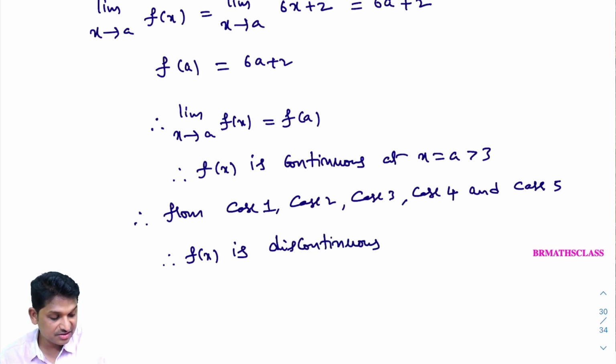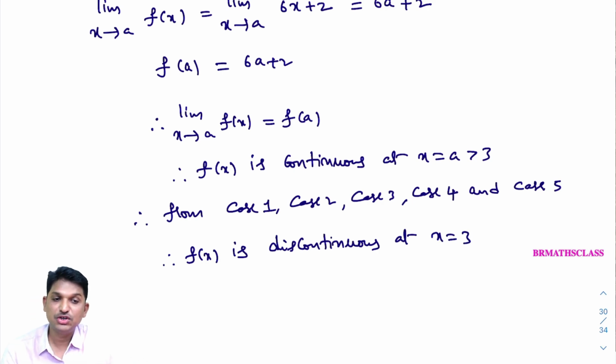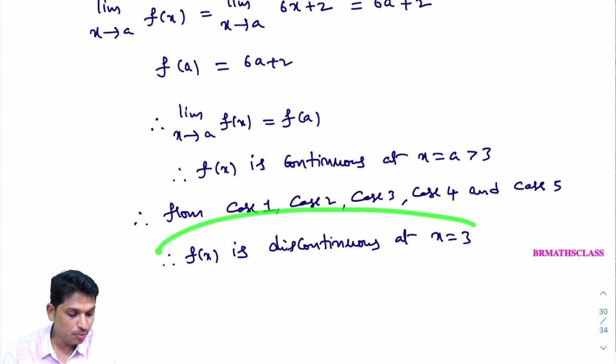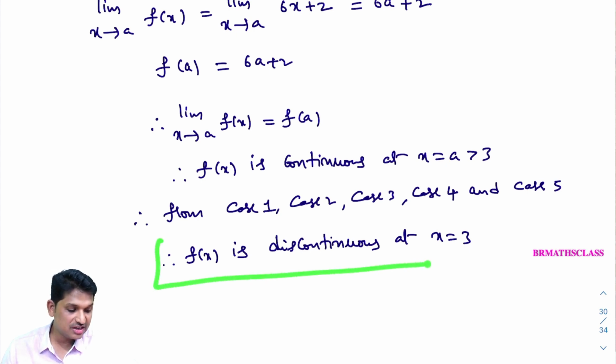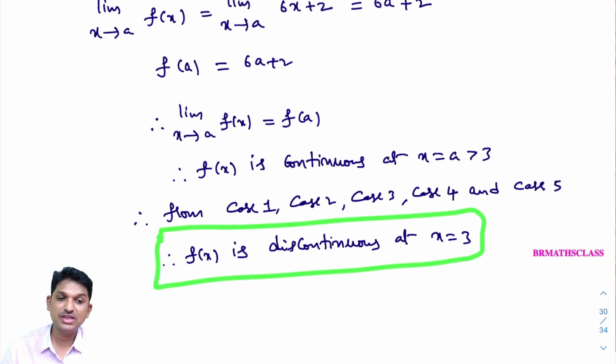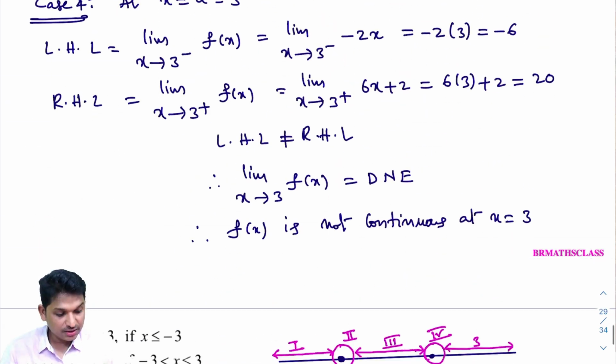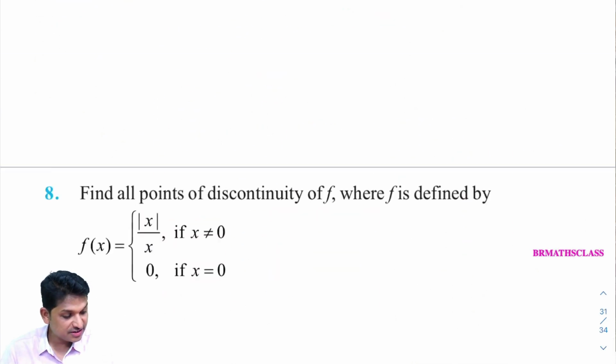F of x is discontinuous at x equal to 3. Only one point of discontinuity we got. At the remaining points, this function is continuous. They are asking to find points of discontinuity, and I came to know that this function is discontinuous at x equal to 3. Remaining all places it is continuous. Okay, this problem is over. We'll move to the next problem.